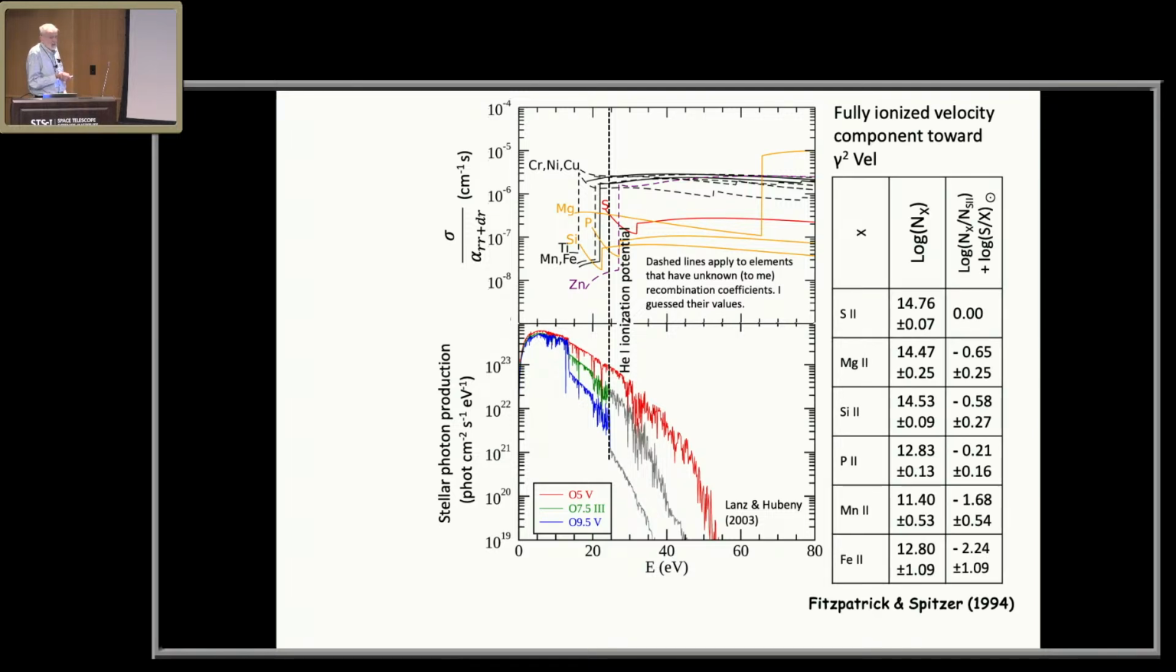We can get some guidance by looking at actual results, and what I've shown in this table is the results for a component that's fully ionized in front of gamma-2 Velorum. And you can see that if I normalize it to the sulfur over here, there is some response of magnesium, silicon, and phosphorus. These are logarithmic factors. But manganese and iron are pretty much immune to this effect, as you would expect.